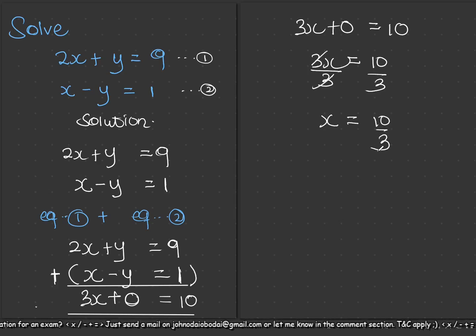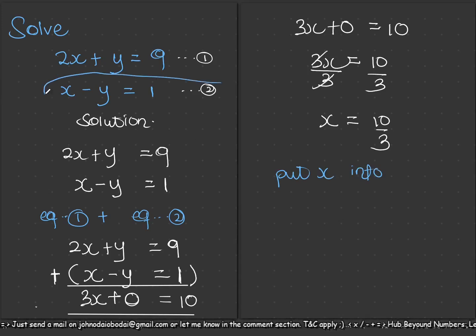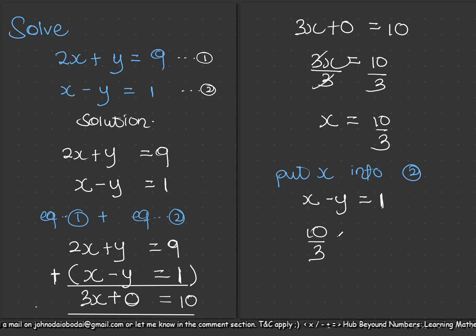Now, as we have solved for x being equal to 10 over 3, we can then put x into any of the equations, but it's simpler to use this one over here. So let's put x into equation 2. As I'm putting x into equation 2, you can also put it in equation 1 and then confirm if you get the same answer. So we have x minus y is equal to 1. So for this x here, I'm going to put 10 over 3 minus y equals 1.